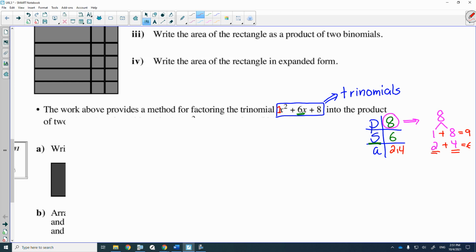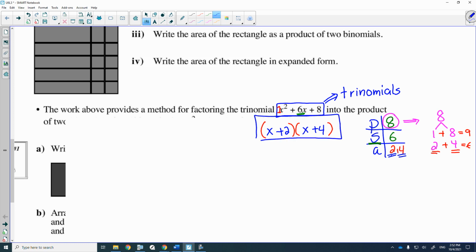How do you write this, though, in factored form? You're going to create two brackets. You're going to put an x at the beginning of each bracket. 1x is going to get a plus 2, and 1x is going to get a plus 4. It does not matter which is which. Okay?